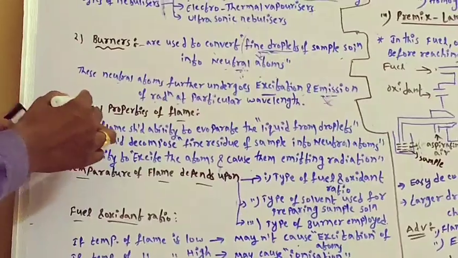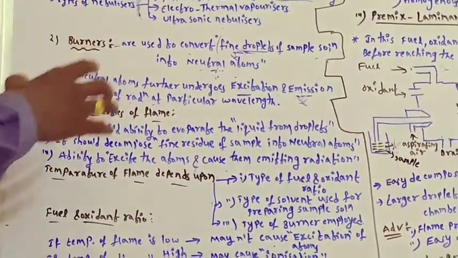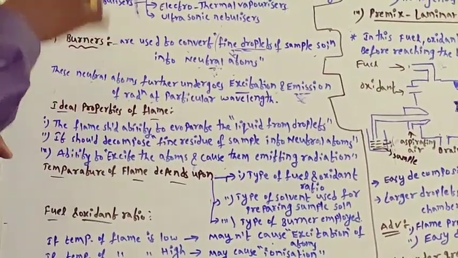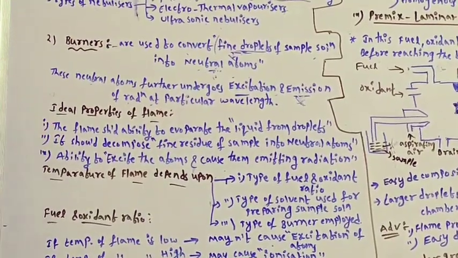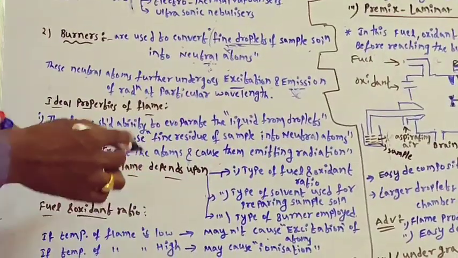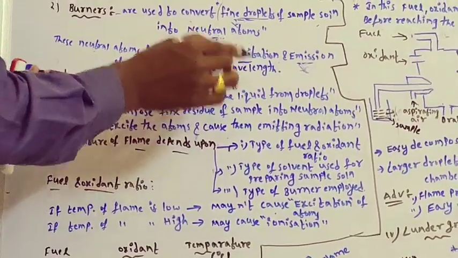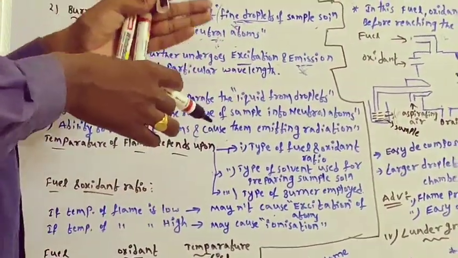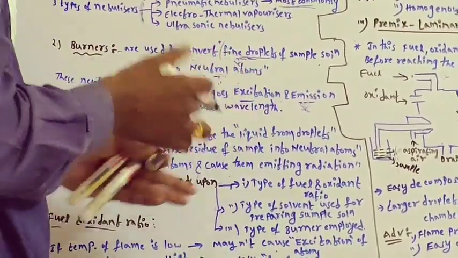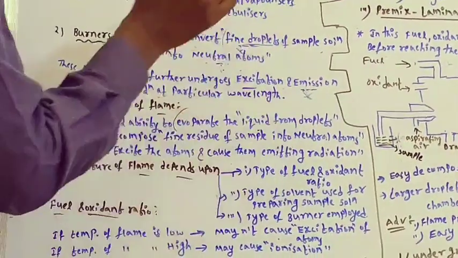Then, what are the ideal properties of a flame? Every flame should have the following properties. First, the flame should have the ability to evaporate the liquid from the droplets. Without evaporating, fine residue may not form, and it is not converted to neutral atoms. So the flame should evaporate the liquid from the droplets.